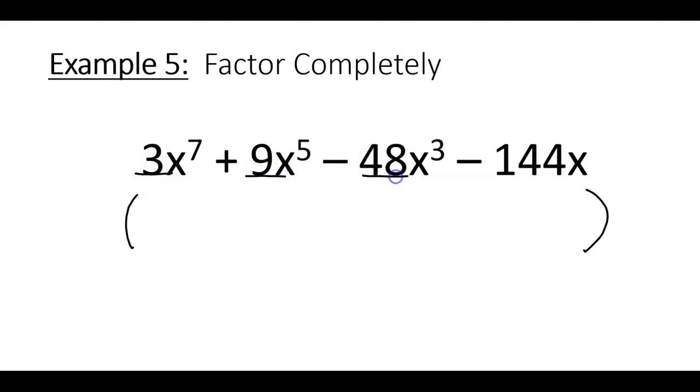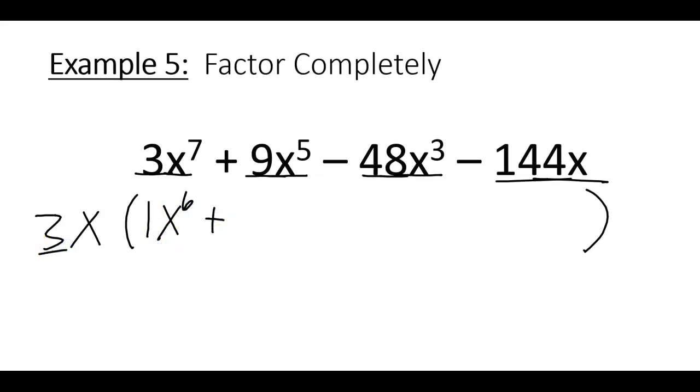3, 9, 48, and 144. All of those can be divided by 3. And this one's got 7 x's, 5 x's, 3 x's, and 1 x. So I could take 1 x out. So I'm going to take out the GCF of 3x out of every term. 3 divided by 3 is 1. X to the 7th divided by x leaves me with x to the 6th.